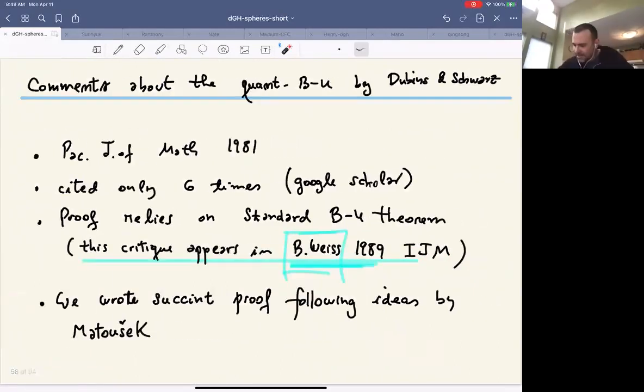So I wanted to make a few comments about the quantitative Borsuk-Ulam theorem of Dubins and Schwarz. It appeared in the Pacific Journal of Mathematics in 1981. As far as I know, it's been cited only 6 times, according to Google Scholar. The proof relies on the standard Borsuk-Ulam theorem, and it takes several pages. There's some sort of critique of that fact in a paper by Weiss from the late 80s. And Matoušek suggests a strategy for proving the theorem that we followed and provides a much more succinct presentation of the ideas.